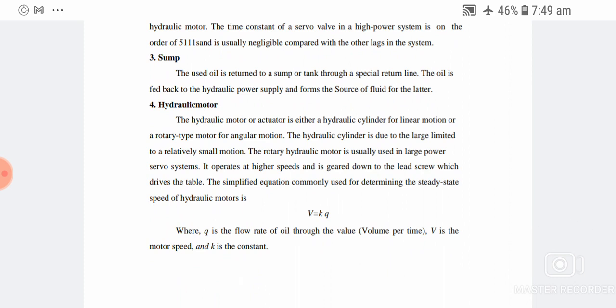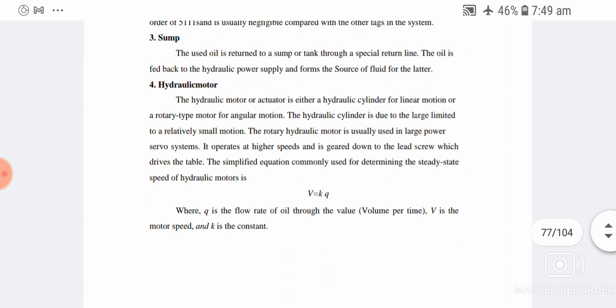The used oil is returned to the sump or tank through a special return line. The oil is fed back to the hydraulic power supply as the source of fluid for the latter.